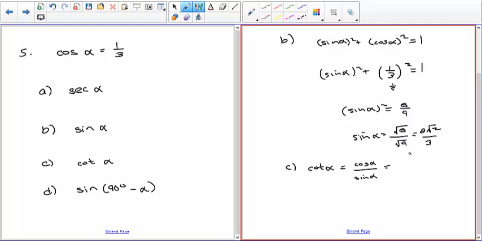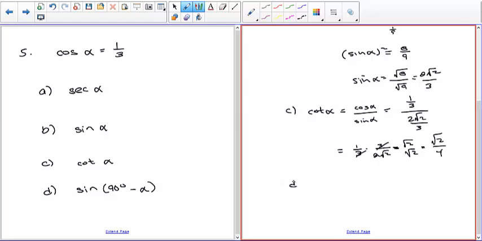So the cosine is 1/3 from the problem statement. The sine is 2 times the square root of 2 divided by 3. So we get 1/3, take the reciprocal, 3 divided by 2 times the square root of 2. So these cancel out. And then you can multiply and divide by the square root of 2. So you'll get 2 times the square root of 2 times the square root of 2. So that's 2 times 2, which is 4. And in the numerator you have the square root of 2.